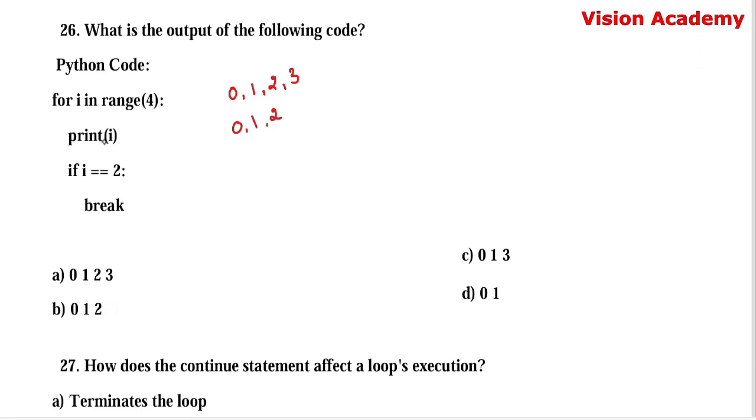So here i is 2. 2 is equal to 2? Yes, the condition is true. Once the condition is true, the break statement will get executed. Once the break statement is executed, the control comes out of the entire for loop. After that, it is not going to transfer the control to the for loop. It is going to stop iterating at 2. So 0, 1, 2. Here option B will be the right answer.